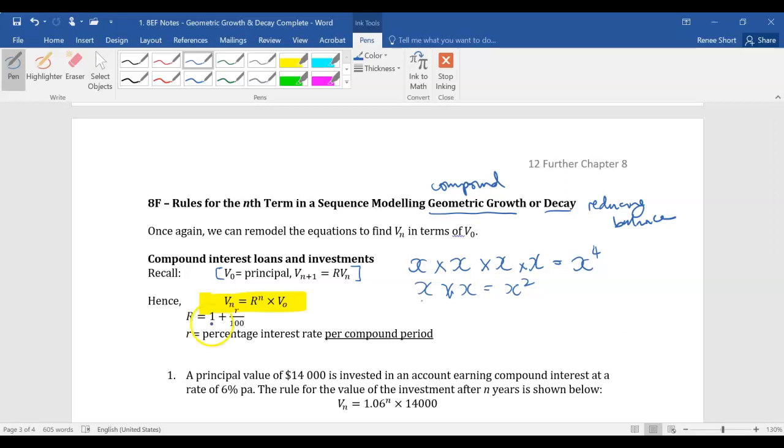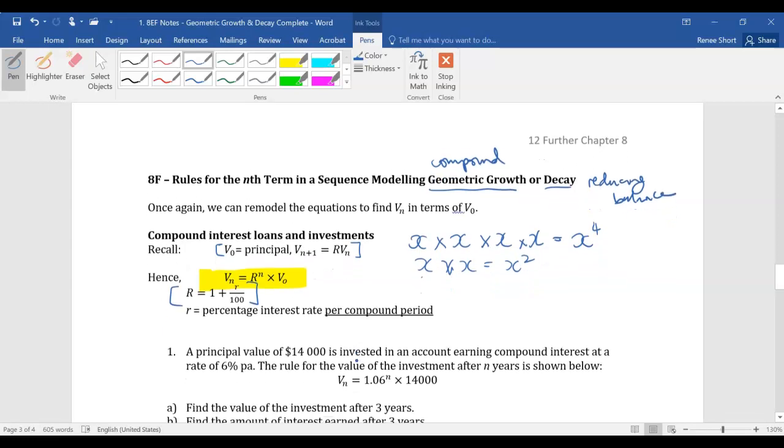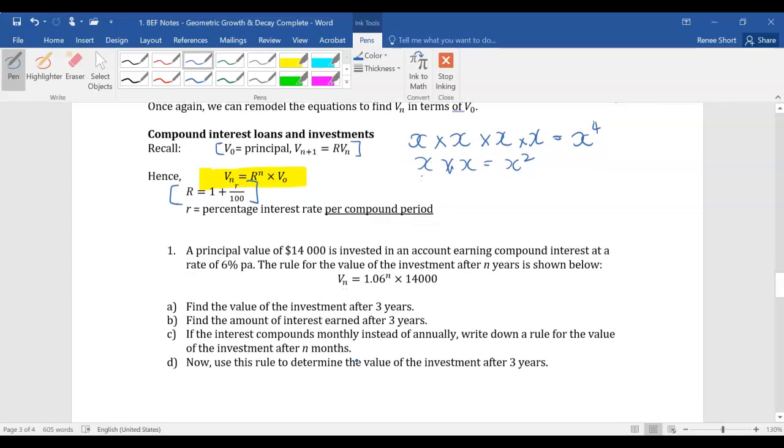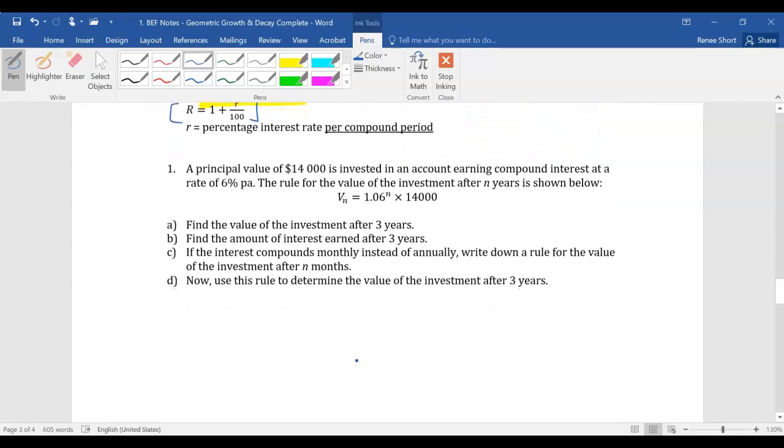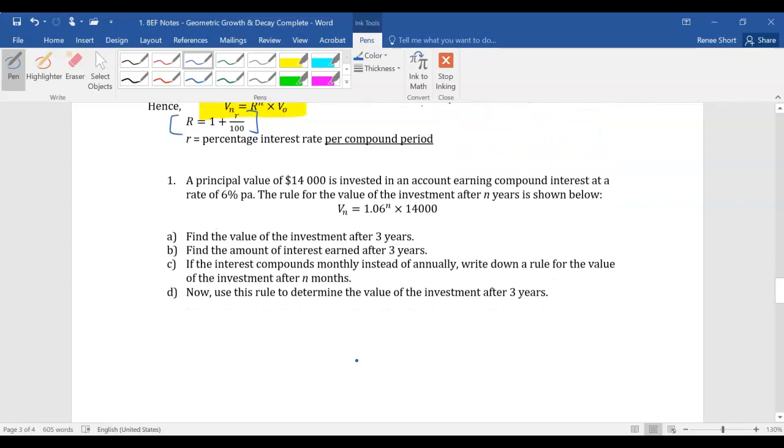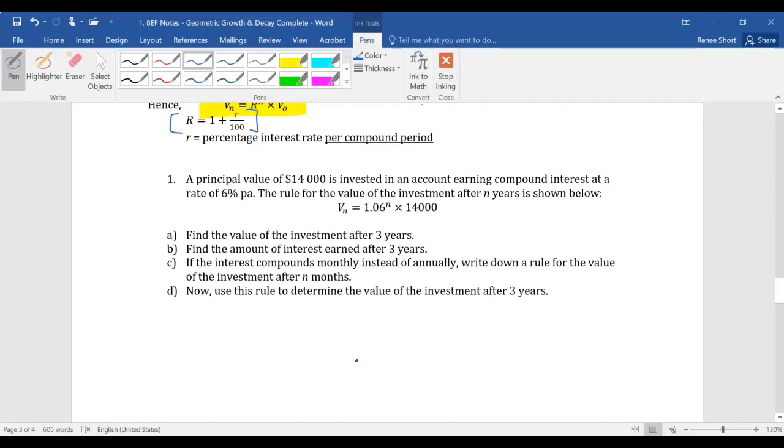And remember, R is still calculated here from taking 1 plus R over 100 because we're adding on that interest rate per compound period. So if we look down at question 1 here, we've got a principal value of $14,000 is invested in an account earning compound interest at a rate of 6% per annum. The rule for the value of the investment after n years is shown below. So we've got this rule here.